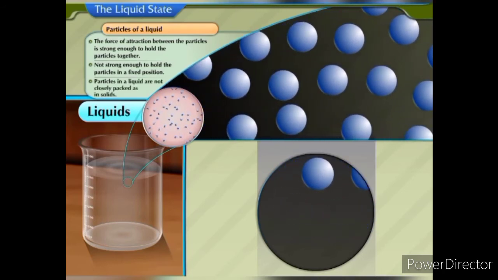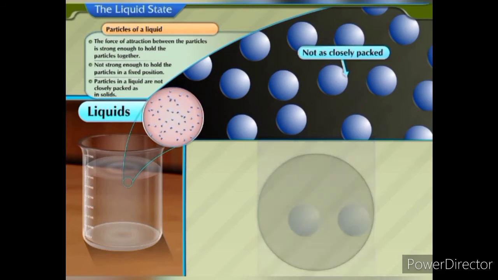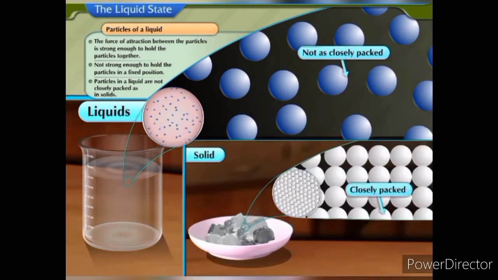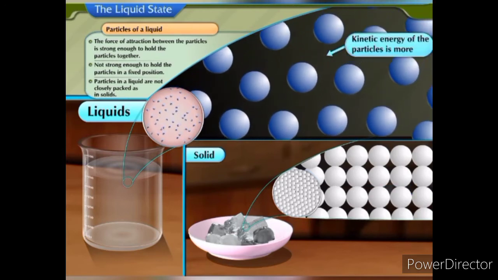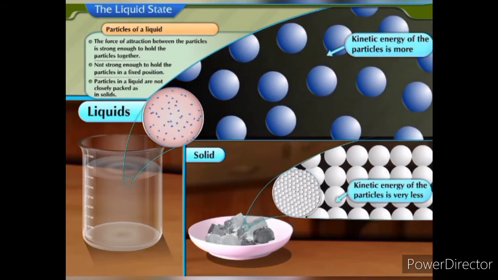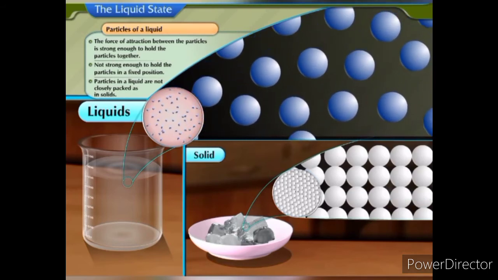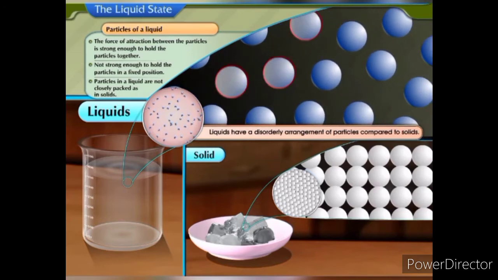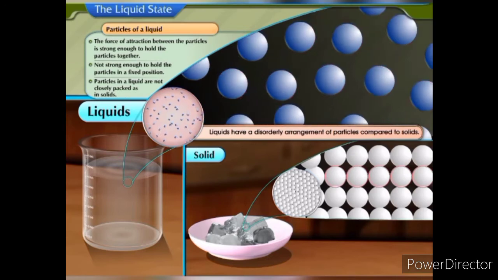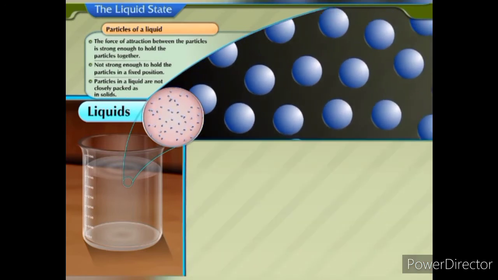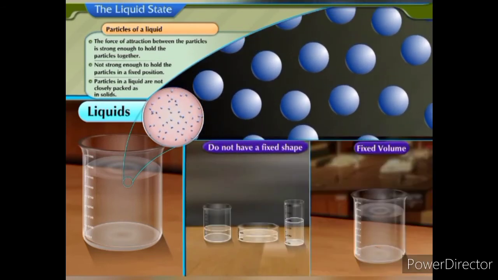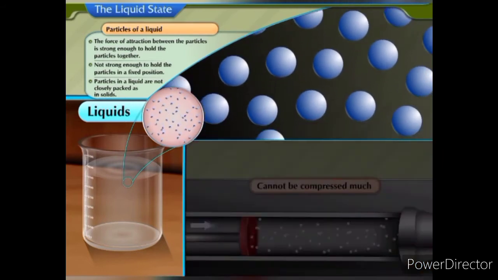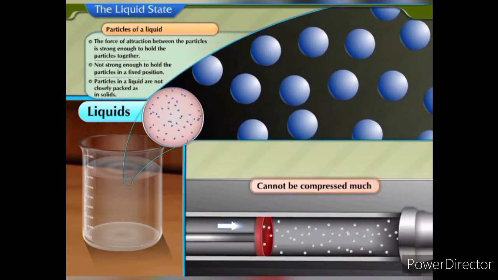Thus, particles in a liquid are not as closely packed as in solids. The kinetic energy of the particles is more than that of solids. Thus, liquids have a disorderly arrangement of particles compared to solids. Due to these reasons, liquids do not have a fixed shape, but have a fixed volume. They cannot be compressed much.